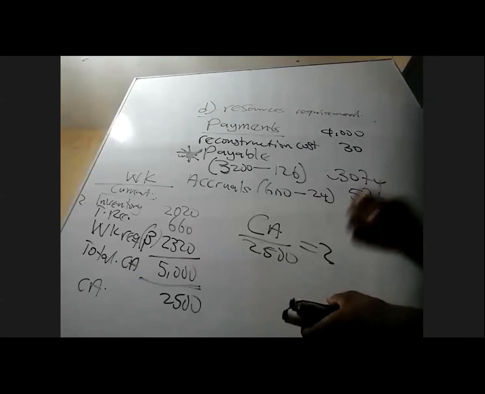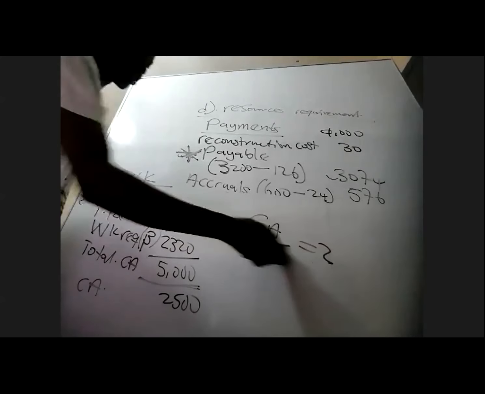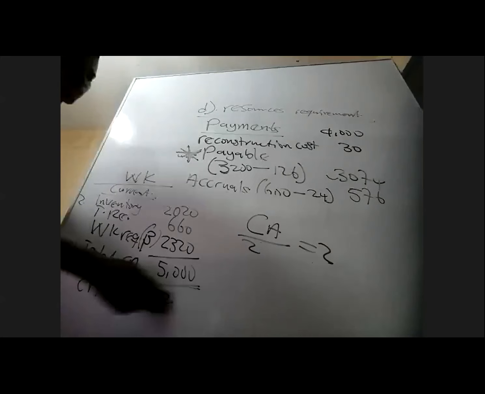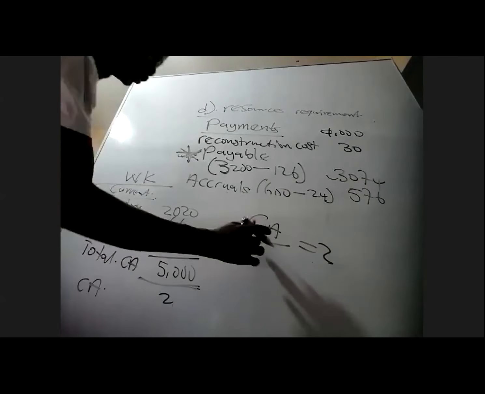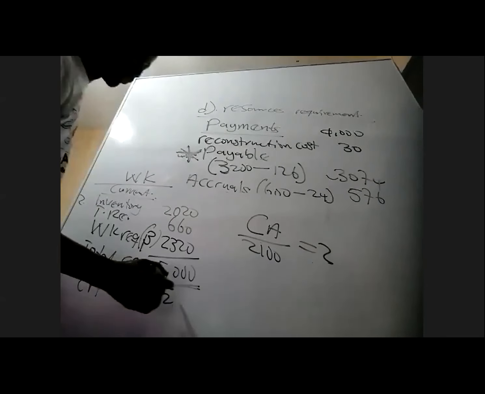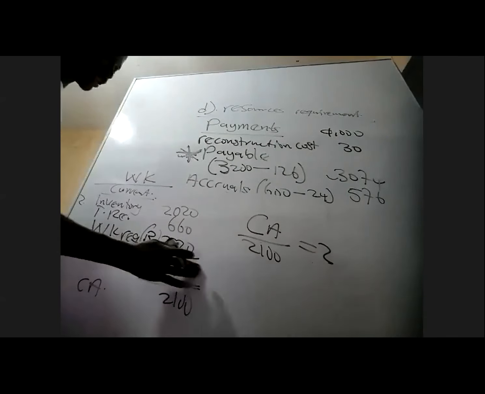So now let's do the necessary changes. I learned the current liability. The bank overdraft is 2,100, not 2,500. Okay. I have 2,500 in mind. So 2,100, 2,100. So you double it, you get 4,200.